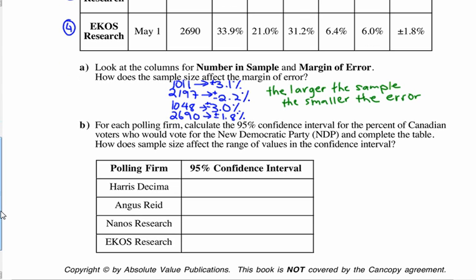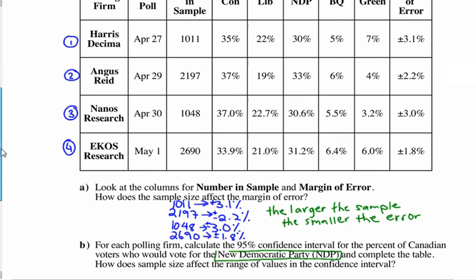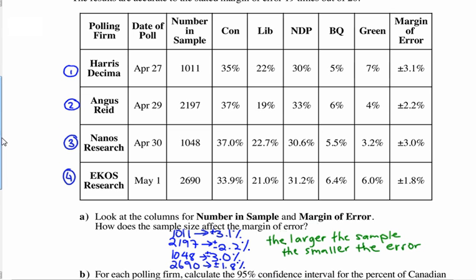So for each polling firm, calculate the 95% confidence interval for the percent of Canadian voters who would vote for the New Democratic Party, and complete the table. How does sample size affect the range values in the confidence interval? Okay, so we're looking at Harris Decima, and we're just looking at the NDP. We need its margin of error because we're making the interval.